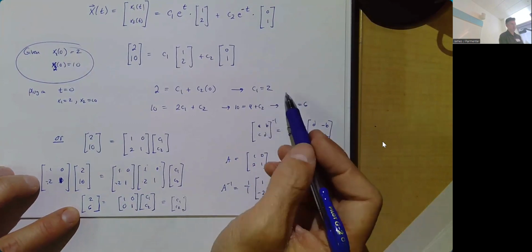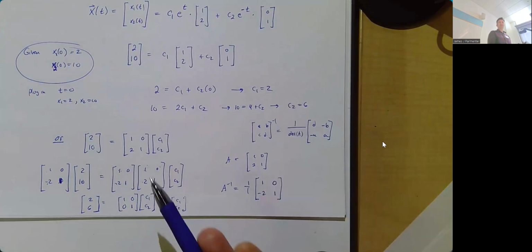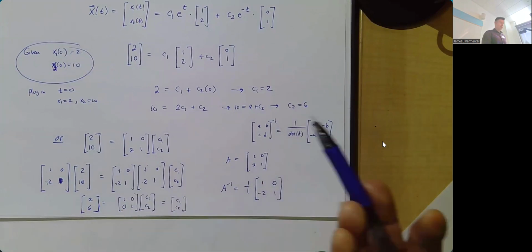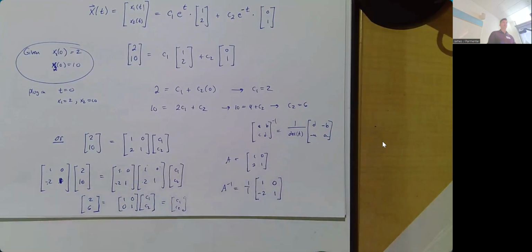I don't think you should do it this way, but your teacher might want you to do it this way. Sometimes it's really easy to solve it just straightforwardly. Sometimes doing this work is actually a lot harder, especially when the numbers are a little bit messy. So this is another way of solving for the constants C1 and C2.